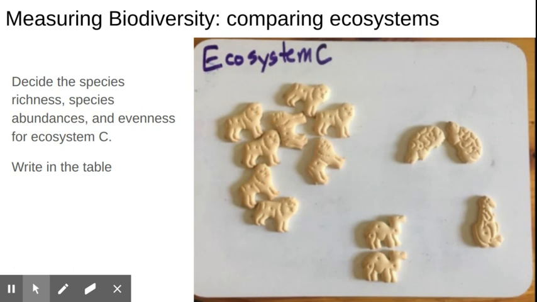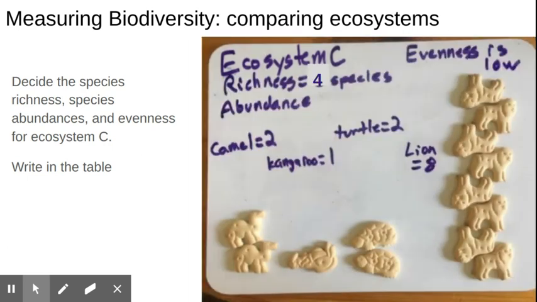And again, we'll do the same thing. We'll calculate the species richness, the species abundance, and the species evenness for ecosystem C and write that down on that table. Go ahead and hit pause now and calculate those. All right, hopefully you've got those numbers written down in your table. Let's see how your numbers compare to what I have.